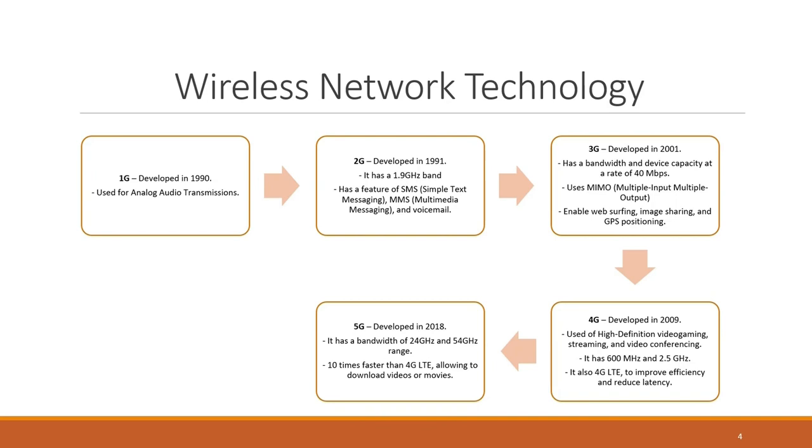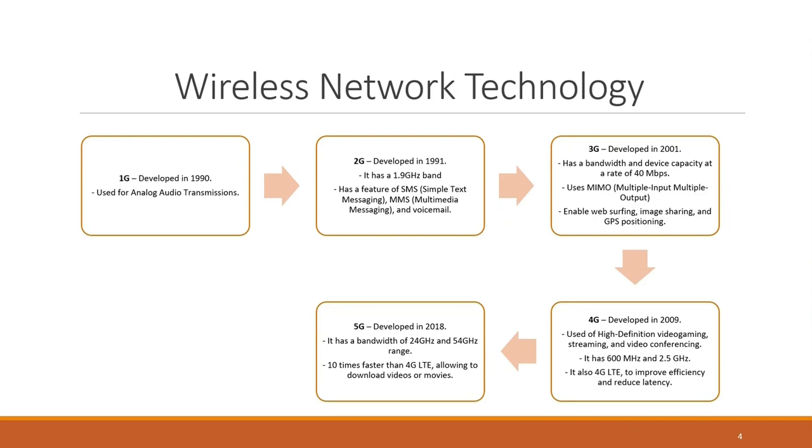So we have wireless network technology. The first one was developed in 1990, which is called the first generation or 1G. It is used for analog audio transmission. If you remember the previous phones, they had 1G, which could only transfer analog audio, and that's all it could do.